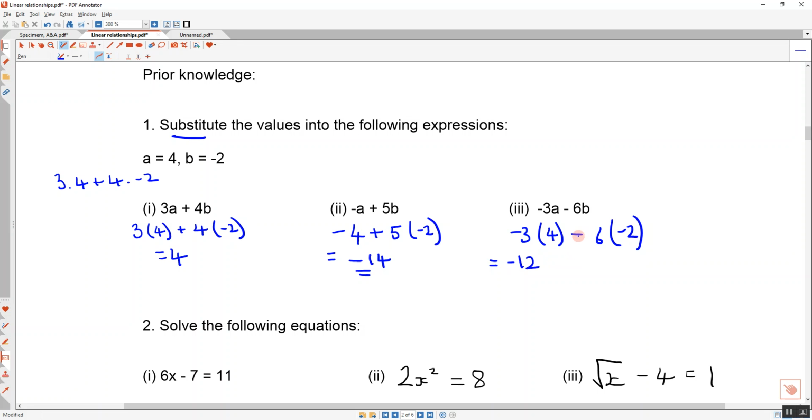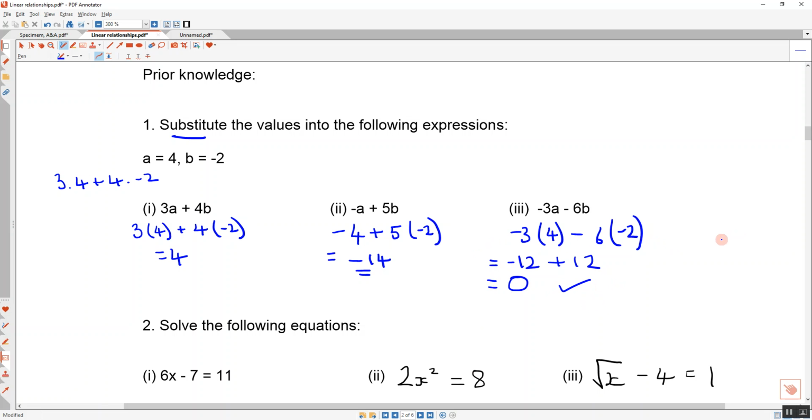Plus. Good. We've got -6 being multiplied by -2. Negative times a negative is a positive. So -12 plus 12 is 0. And again, if you put this straight into the calculator like this, you will get 0 out.